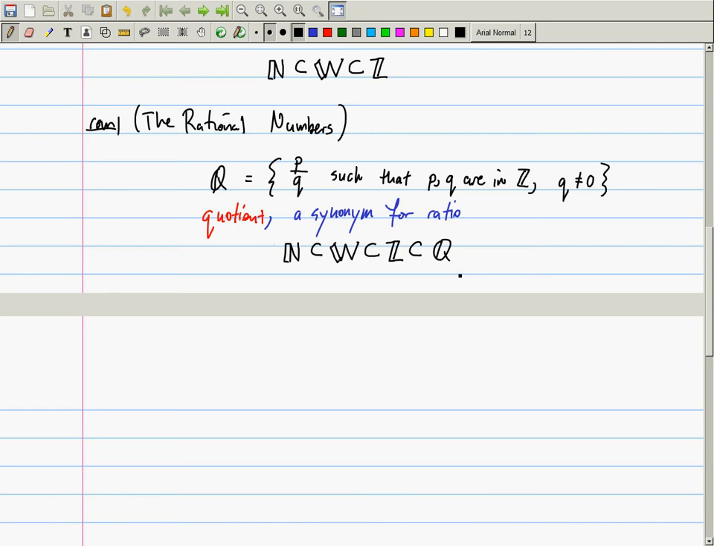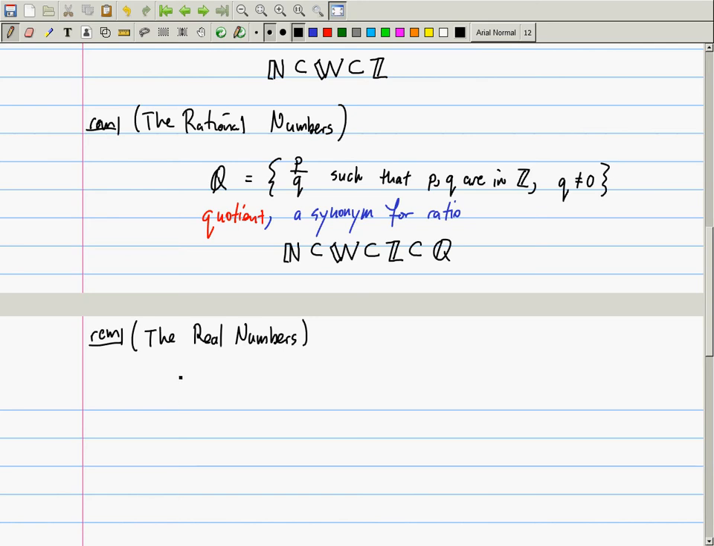Okay, so then the last one, the name of this section, the last set we're going to talk about, is the real numbers. Okay, so this is kind of strange. Real numbers. It makes you wonder, are there numbers that aren't real? And the answer is yes, but I'll get to that in a minute. Okay, so the real numbers.